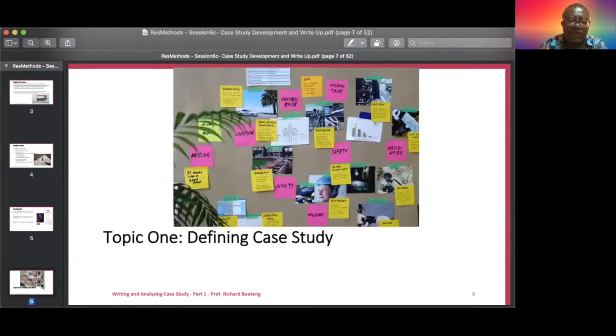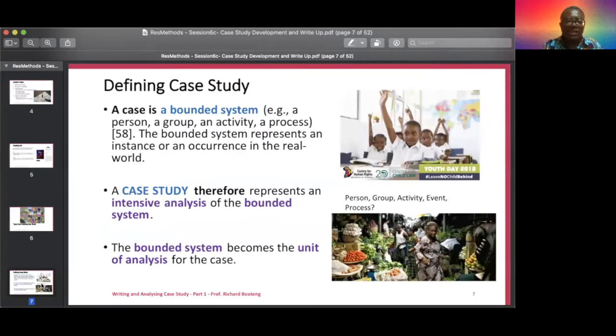Okay, so topic one, defining a case study. Now, a case study is a study of a bounded system. The bounded system can be a group, a person, an activity, or a process. Now, this bounded system represents an instance of a real world occurrence, and we study a case of it as a representation of that particular occurrence in the world.